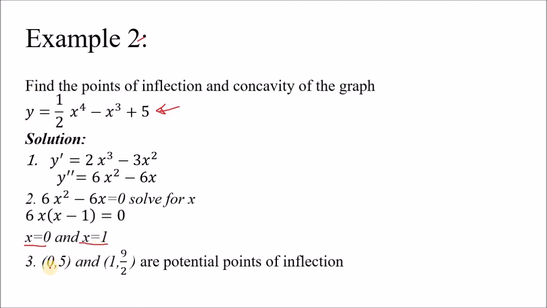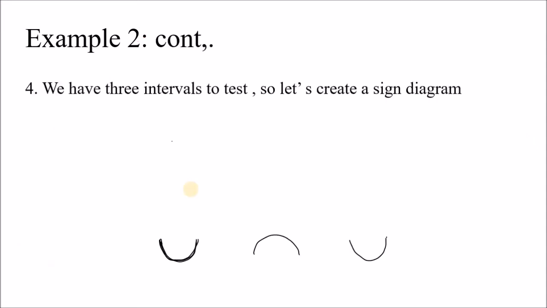So if I do that, I will get (0, 5), and I will get (1, 9/2). And those are potential inflection points. We have 3 intervals to test. So let's create a sign diagram.